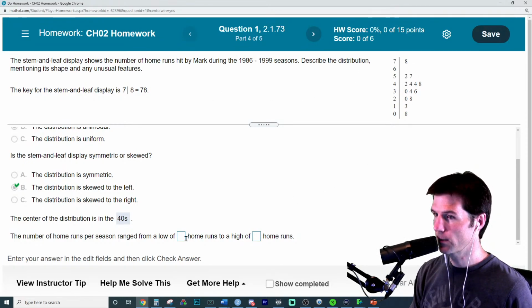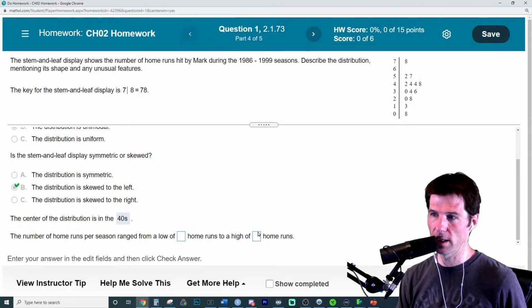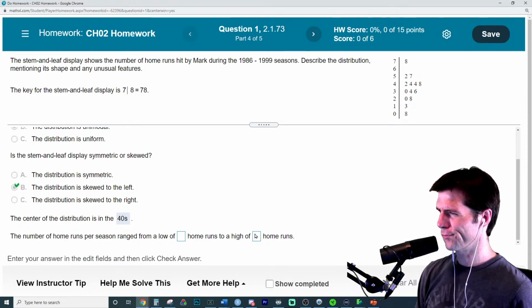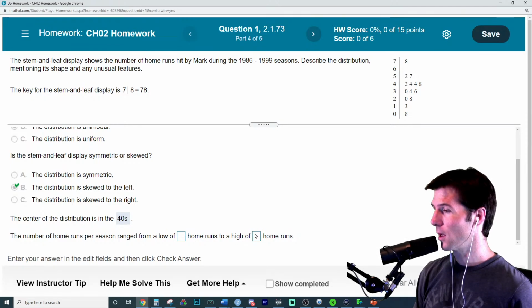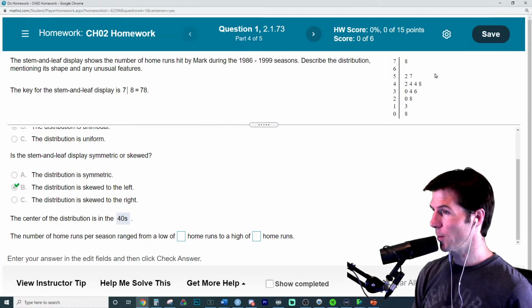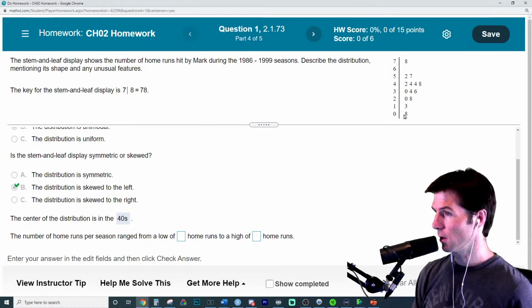Is it 8 and 8? Would the answer right here be it goes from 8 to 8? What is the smallest amount of home runs? What is the highest amount of home runs? So remember, these are the observations. This is a season, that's a season, that's a season, that's a season. These are all seasons. This is just a number line, 8 to 78.